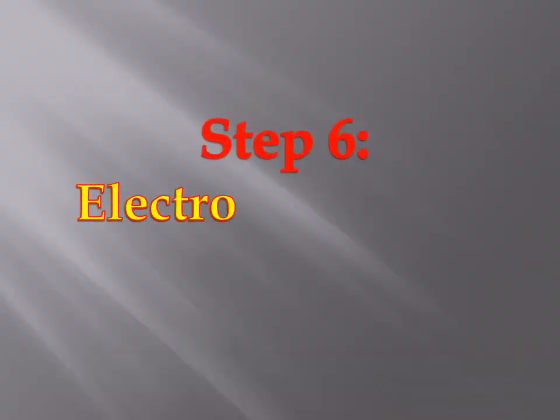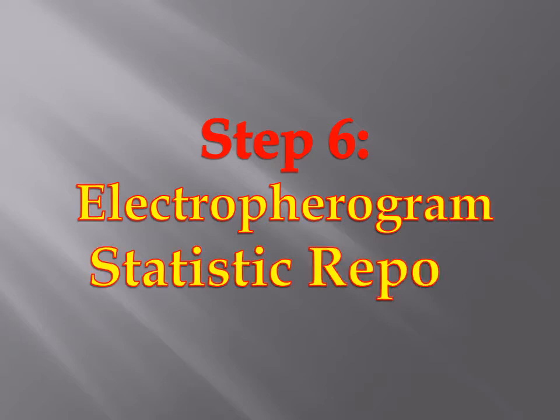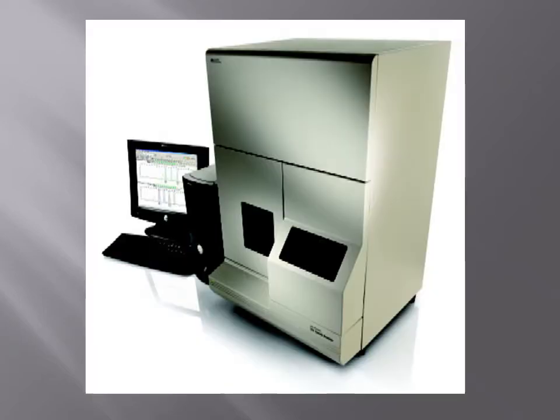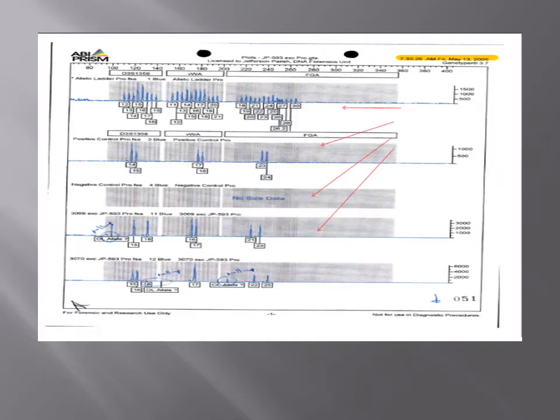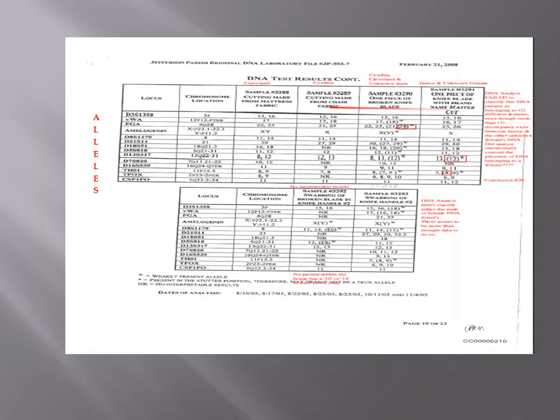Step 6 is the electropherogram statistic report. After the genetic analyzer completes testing on the cloned DNA samples, it makes the results visible in graph form. These graphs are known as raw data, which display DNA peaks called alleles. Alleles are the name given to pieces of data found within 13 to 15 loci.